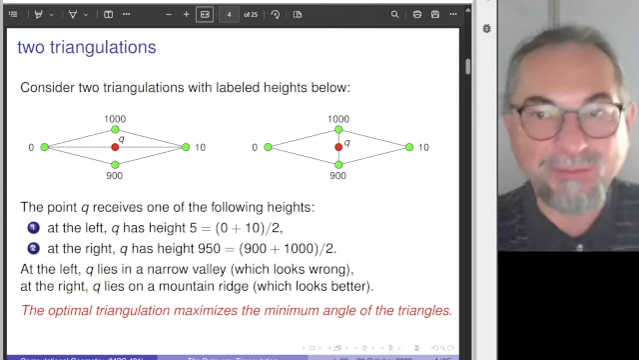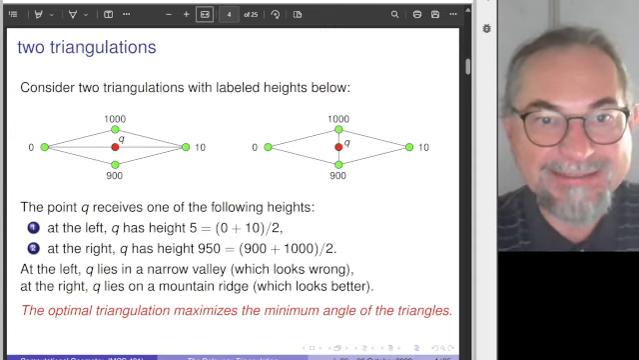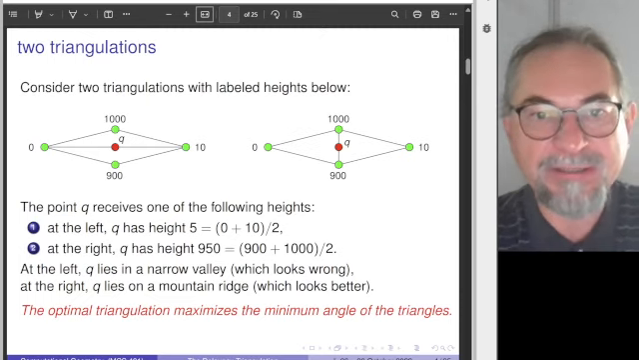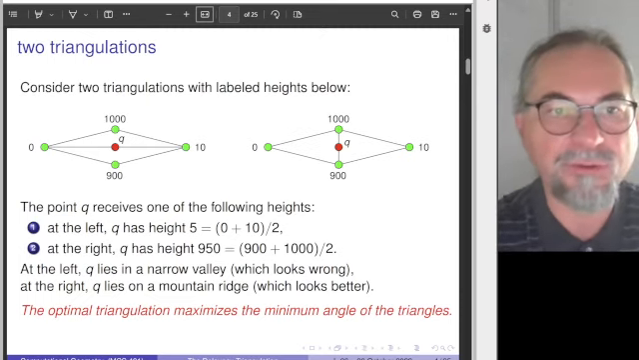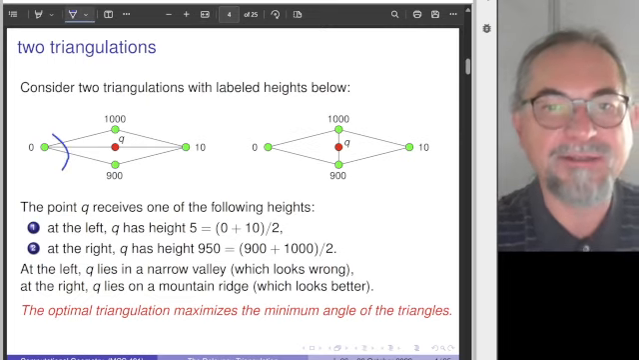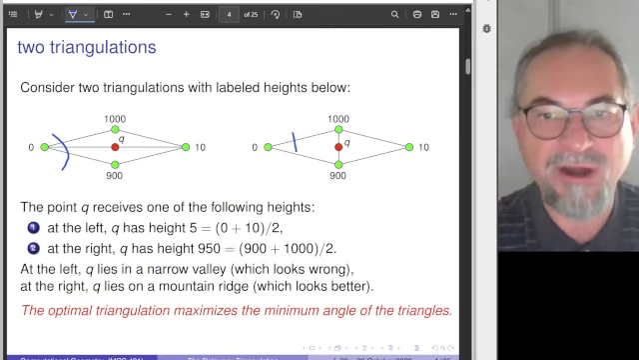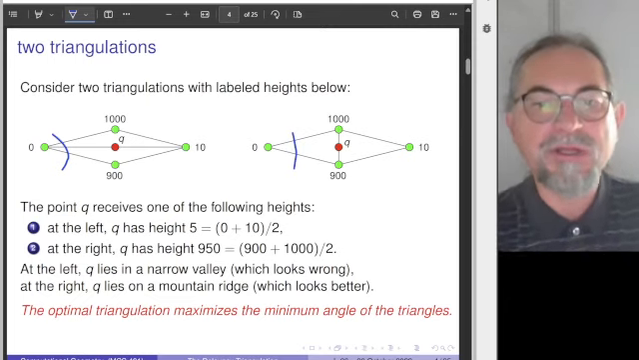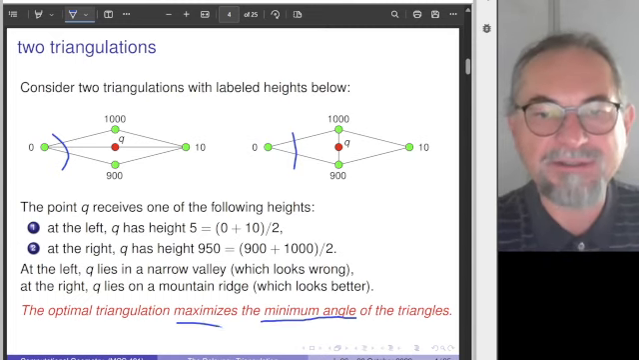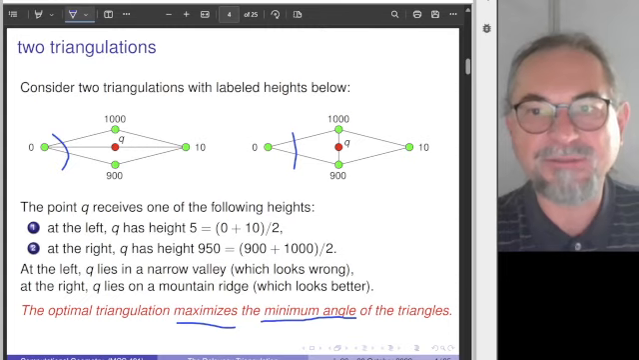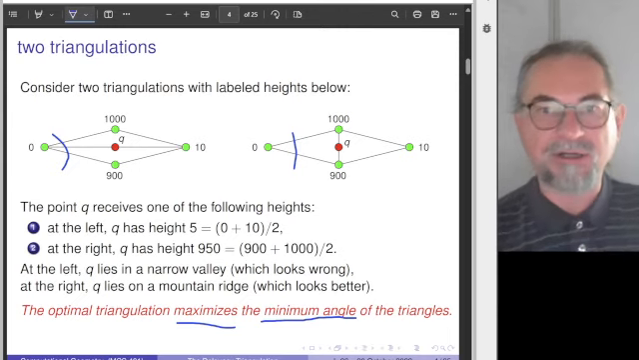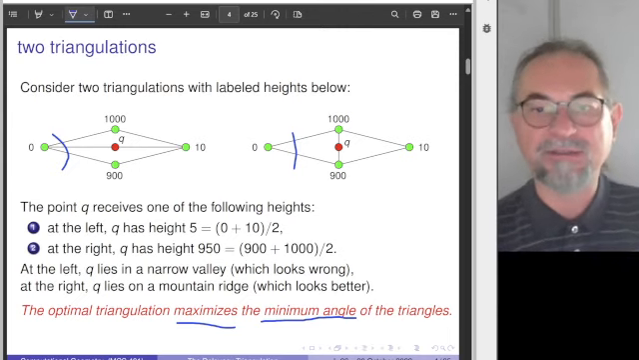But what I was going to say is that at the implausible narrow valley, you have very tiny angles. If you look, say here, you have very tiny angles. The angles are actually half of what they are here. So the thing is, we want the minimal angle to be maximized. So we want triangulations where all the triangles are actually not really that sharp.